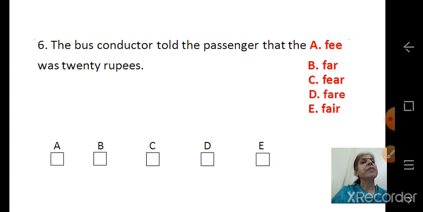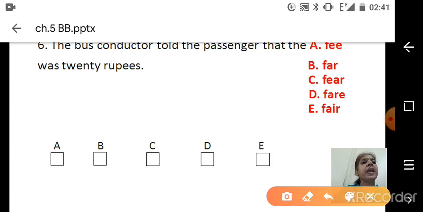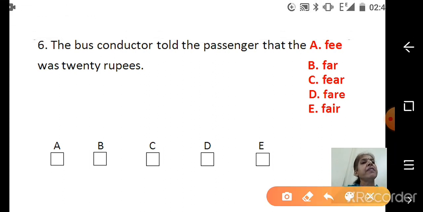When we travel by bus, what we pay? We pay the fare. Which fare? F-A-R-E. So which option it is? D. The bus conductor told the passenger that the fare was 20 rupees. That is fare. That is not fee or far or fear. It is which fare? F-A-R-E. Fare which we pay for the travel.